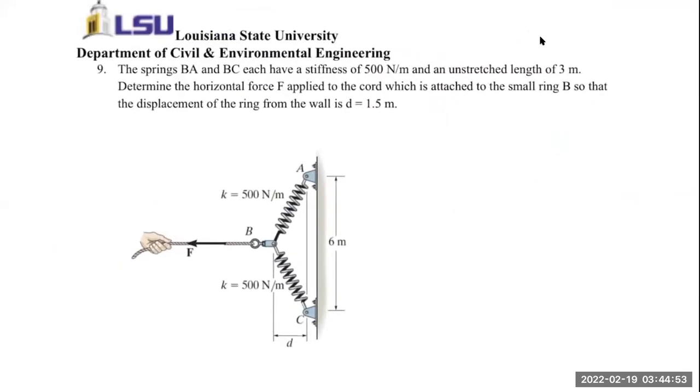So problem 9 says the springs BA and BC each have a stiffness of 500 newtons per meter and an unstretched length of 3 meters. Determine the horizontal force F applied to the cord, which is attached to the small ring B, so that the displacement of the ring from the wall is D equal to 1.5.